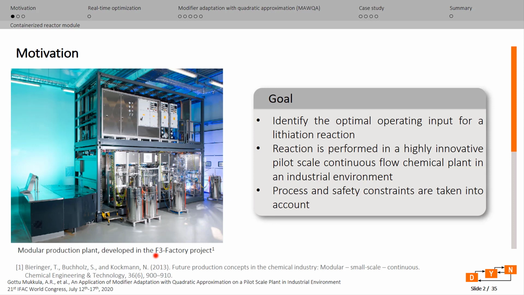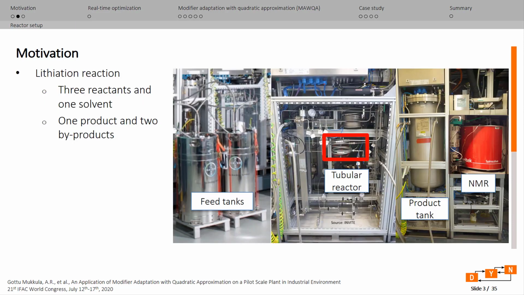In this picture, we see a modular production plant developed in the F3 factory project. Our goal is to optimally operate a lithiation reaction in an intensified continuous tubular reactor in this modular plant in industrial environment, taking into account the process and safety constraints.